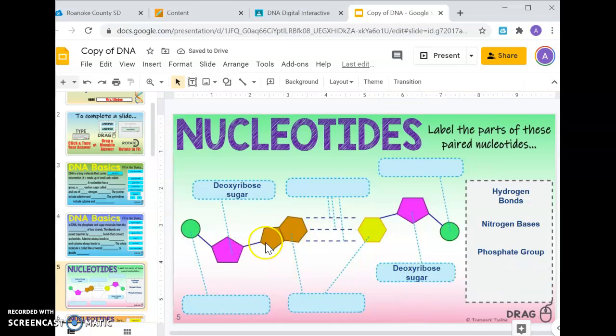Then we have, hanging off of that, the garage to your house, and that is where your nitrous vehicles live. So this is your nitrogen base, and your nitrogen bases come in a bunch of different varieties. So you can see we have 2 different varieties here. So they are A's, T's, C's, and G's in DNA.